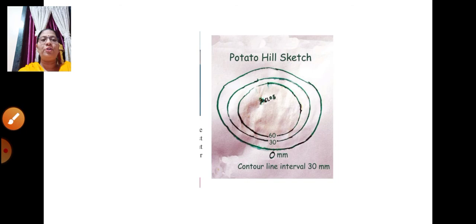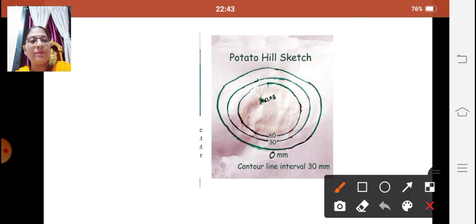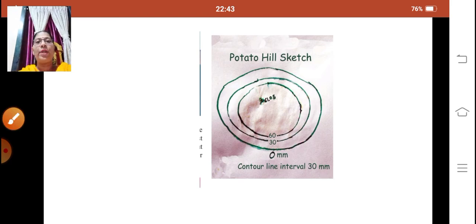After drawing this we have a potato hill sketch. The contour line interval is, so the height is being measured. First was 0 millimeters, it was asked to measure in millimeters. The second slice was taken at a height of 30 millimeters. The next one was at a height of 60 millimeters. So this is the contour line interval over here, between this and between this. This is the potato hill sketch.